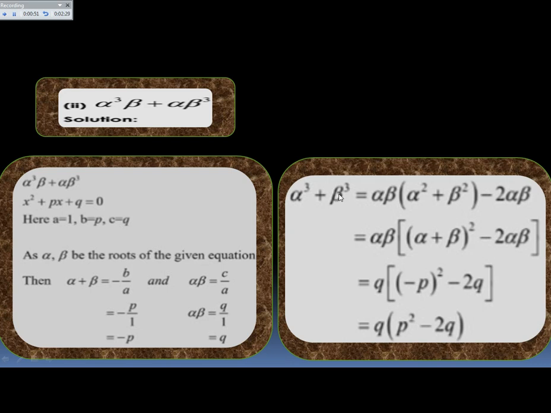Alpha cube beta plus alpha beta cube is equal to alpha beta times alpha square plus beta square. Writing alpha square plus beta square as alpha plus beta whole square minus 2 alpha beta. Putting the values, alpha beta is equal to q, alpha plus beta is equal to minus p. Then we get q times p square minus 2q as the answer.